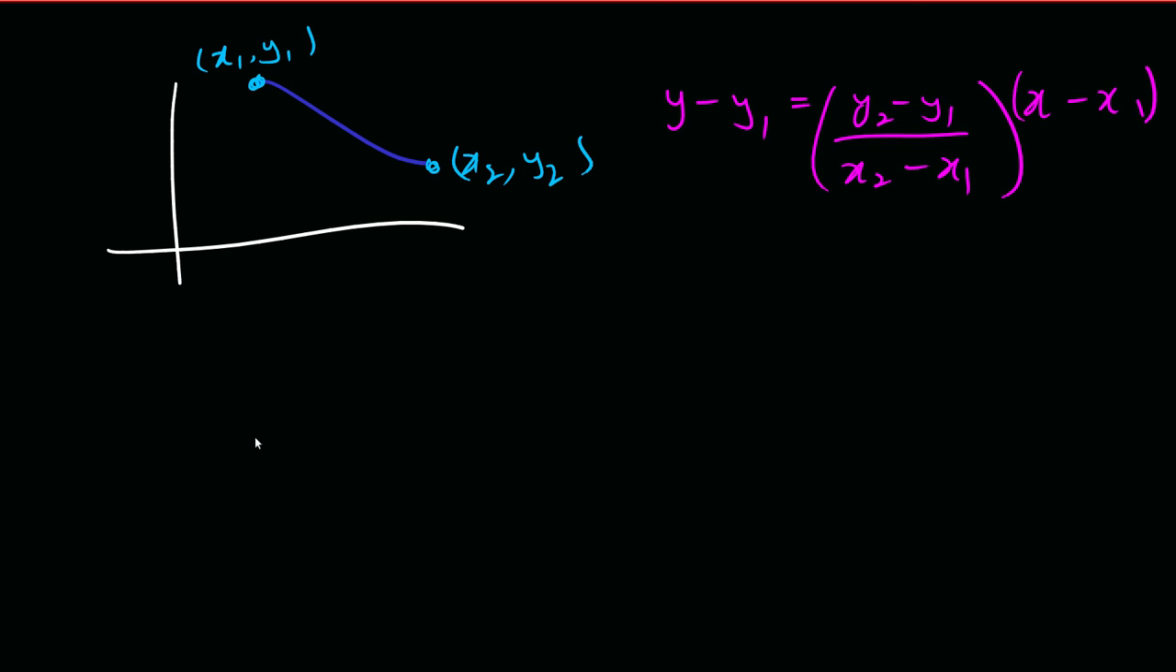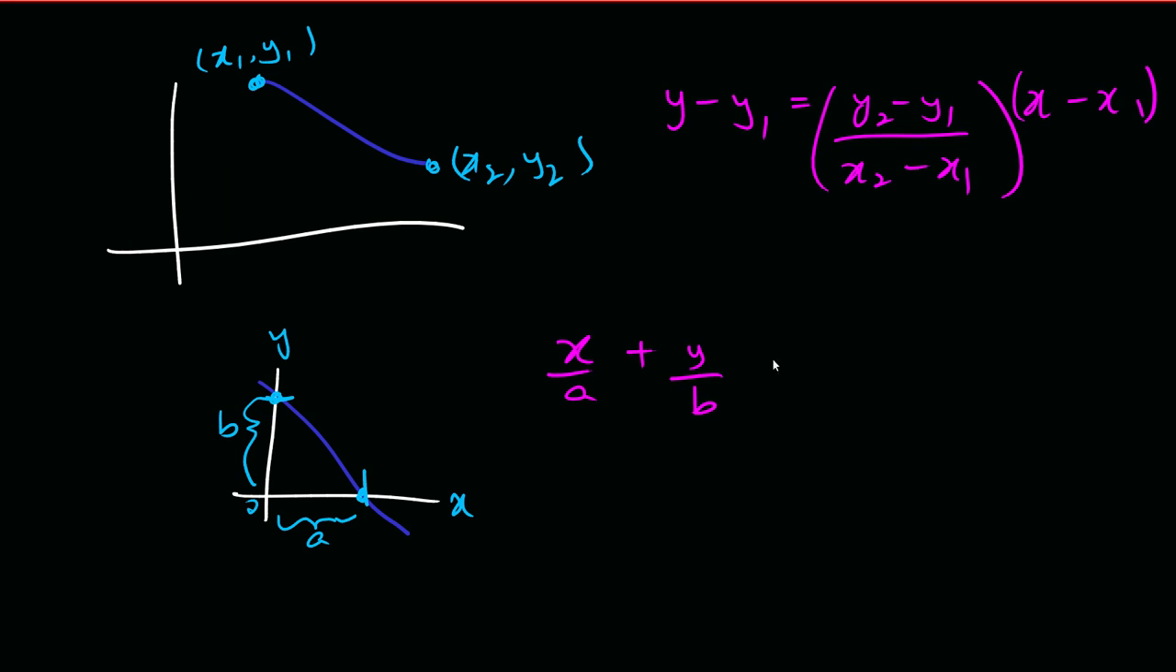But this might be a bit lengthy, so another way, a shortcut to write the equation of the line is just by observing the line. If this line cuts the x-axis, let's say this is the x-axis and this is the y-axis, at a units from the origin, and the same line cuts the y-axis at b units from the origin, then the equation of this line can be represented as x by a plus y by b is equal to 1.